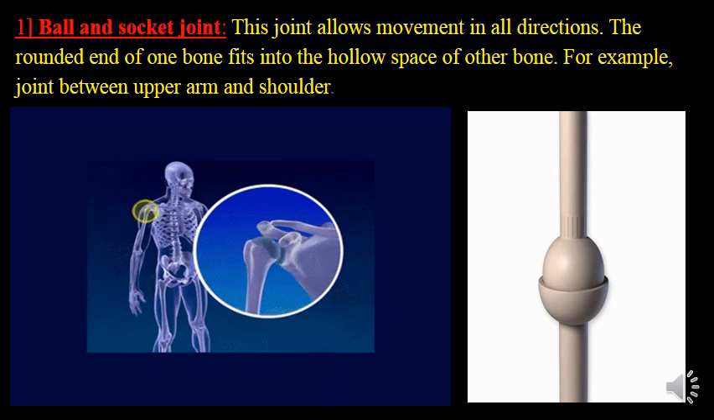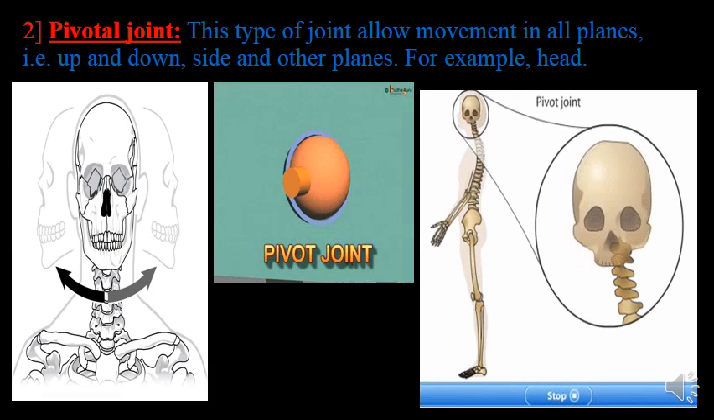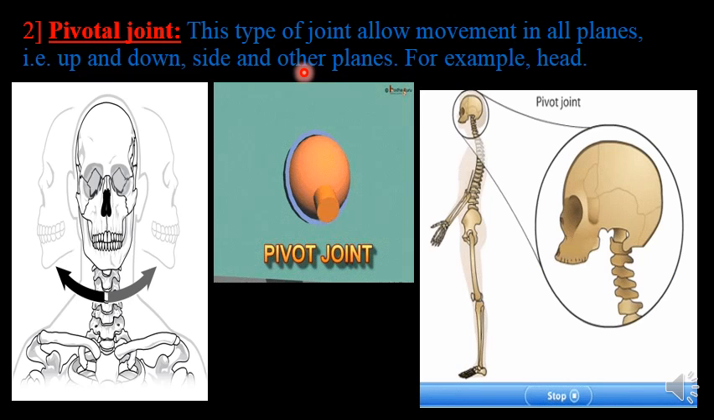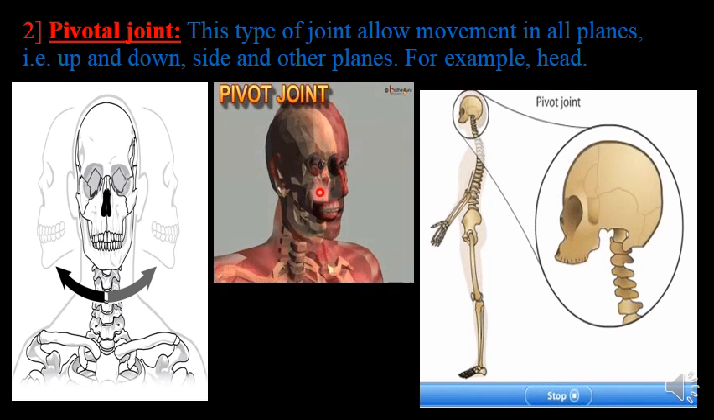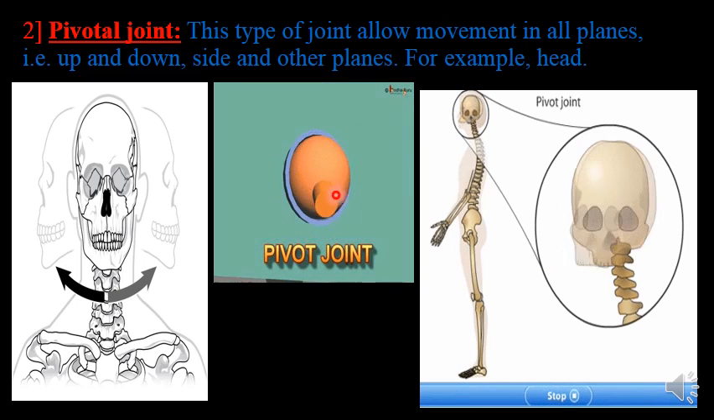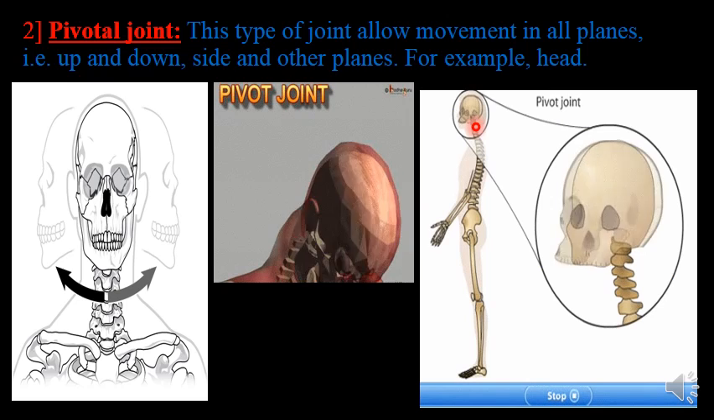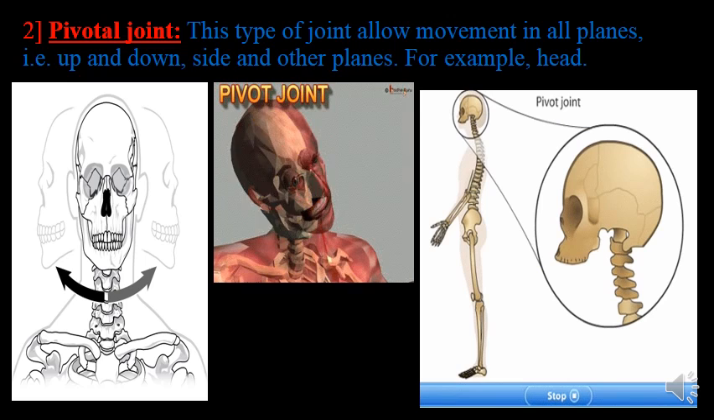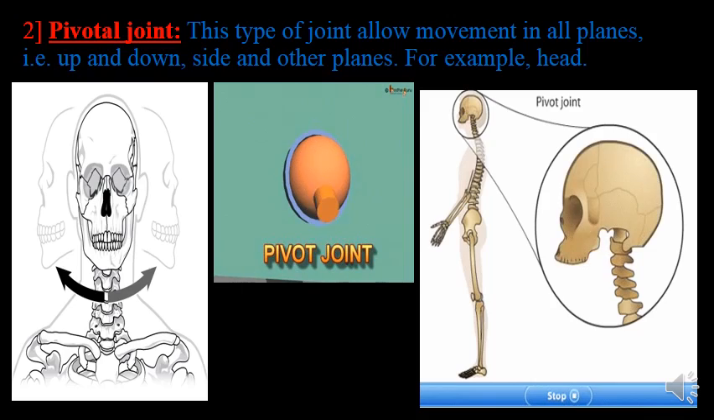It shows a movement in all the directions. You can rotate your arm and feel it. Next one is pivotal joint. Here this joint is present in our neck. It allows movement in all the planes like sideways, back, front, up and down. By seeing the image of this, you can easily understand. It is present in our head. See here how head is rotating. Sideways, back and front. Okay, this is called as pivotal joint.